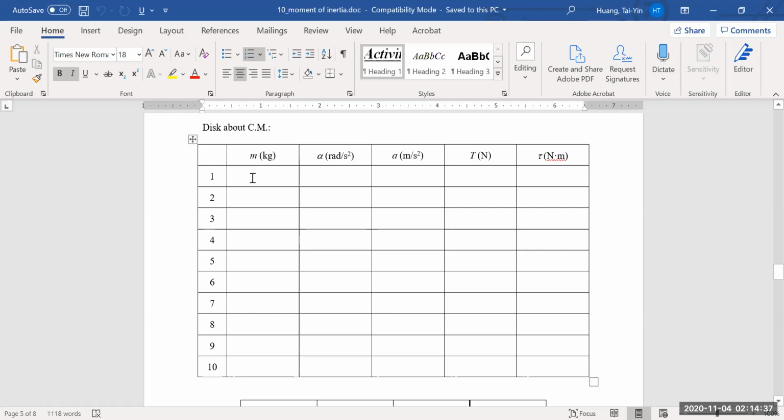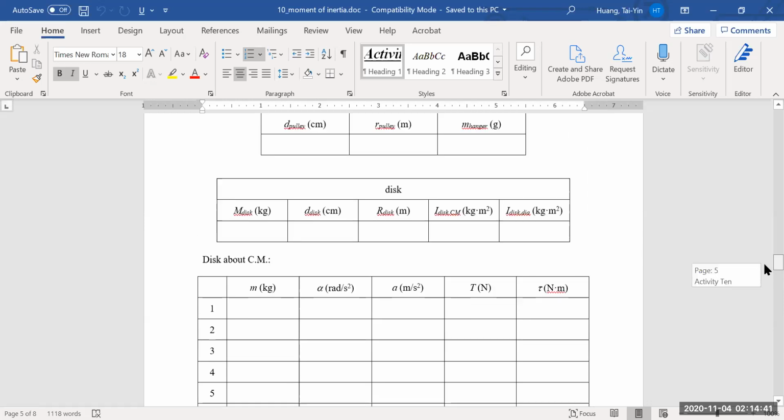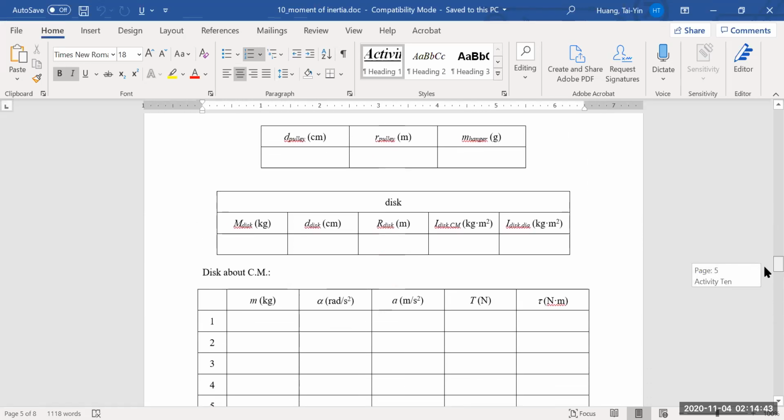And remember that 50 grams will just be the 50 grams on the mass holder. So you need to include the mass of the mass holder as well. So it would not be just 50 grams, it will be 50 plus something. Okay. And then you have to convert it to kilograms because everything has to be in SI units.